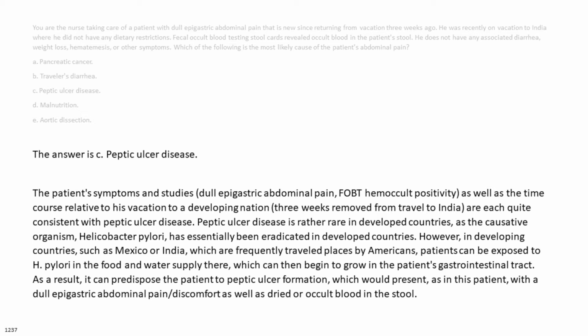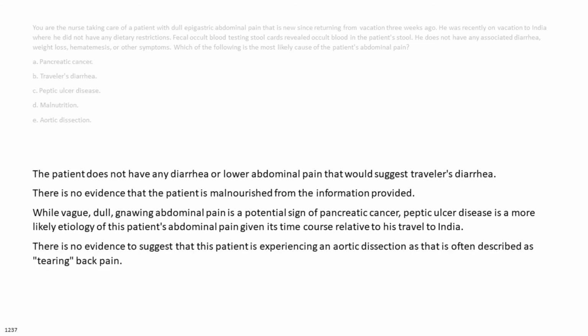As a result, it can predispose the patient to peptic ulcer formation, which would present, as in this patient, with a dull epigastric abdominal pain, discomfort as well as dried or occult blood in the stool. The patient does not have any diarrhea or lower abdominal pain that would suggest traveler's diarrhea. There is no evidence that the patient is malnourished from the information provided.